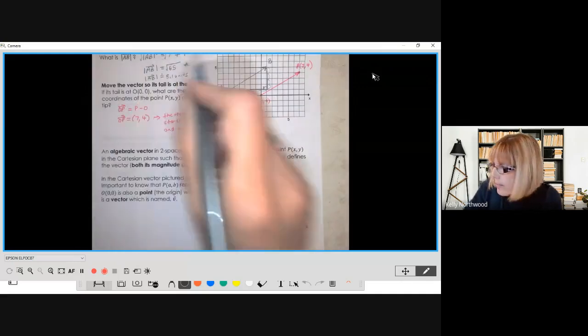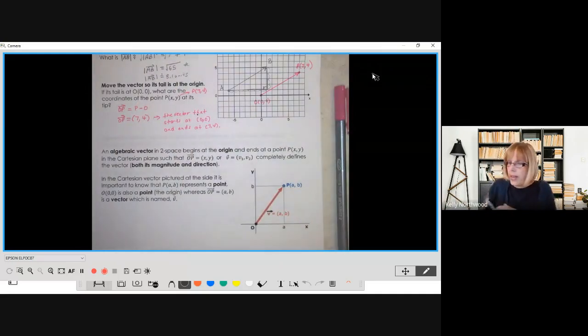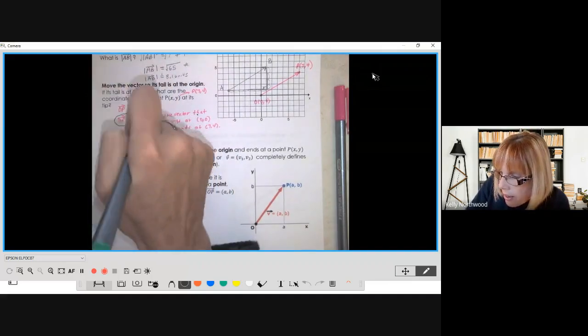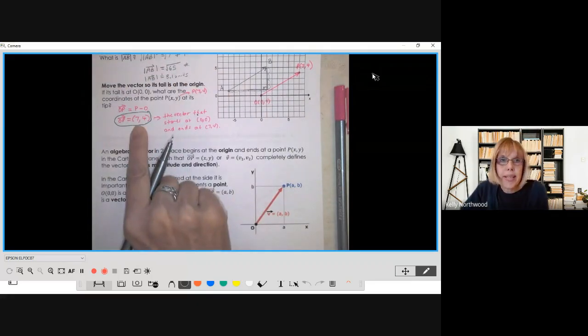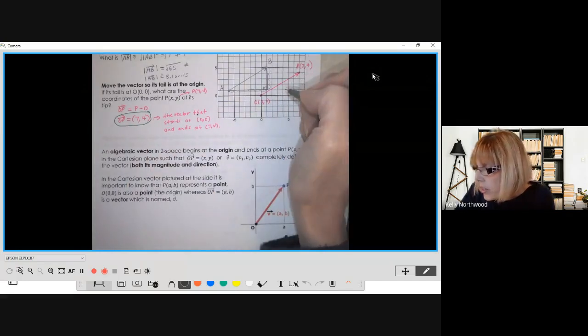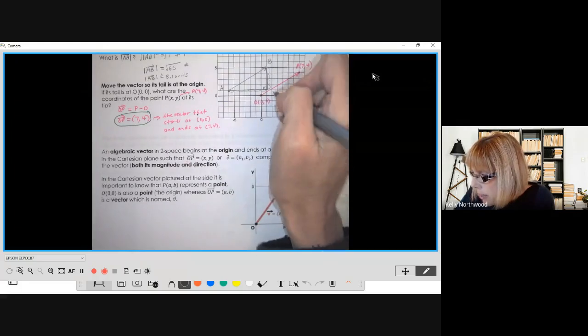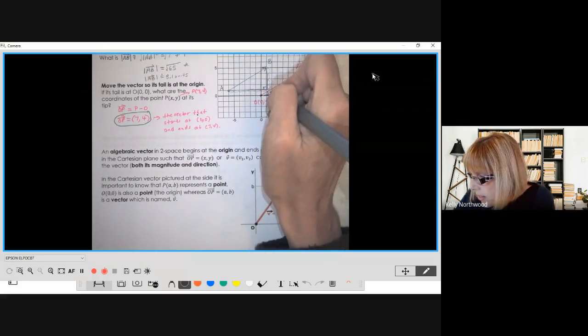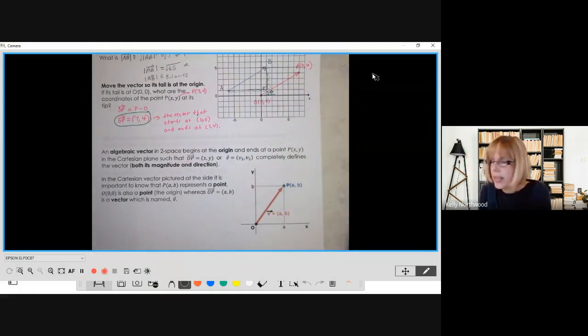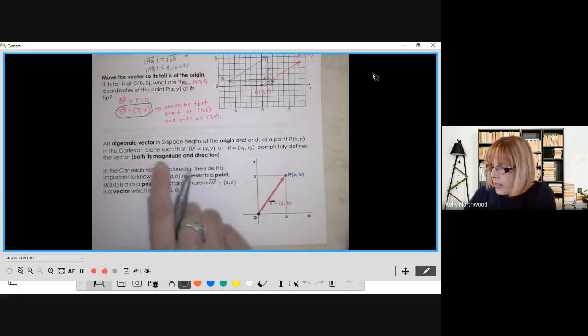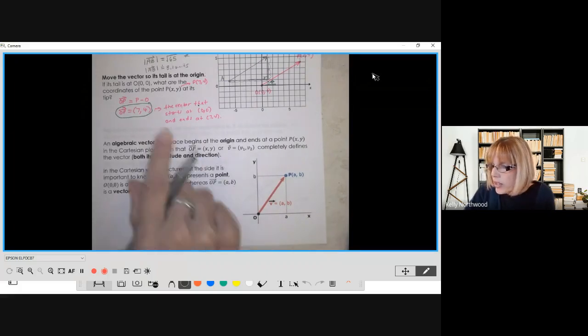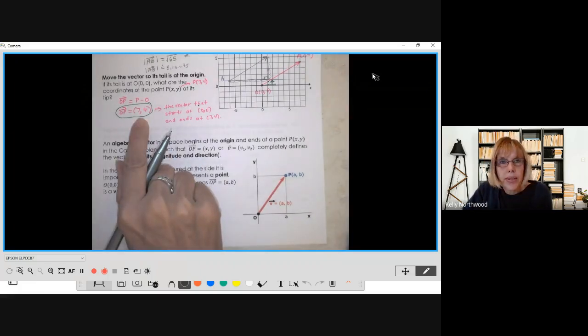So knowing this, if I know this, then I automatically know the vector starts at (0, 0) and ends at (7, 4). I have a way of finding its magnitude using the Pythagorean theorem. I also, if I wanted to, could find its direction. If I considered the direction to be the angle from the positive x-axis, I could find that as well using SOHCAHTOA trigonometry. So it completely defines the vector. I could get both its magnitude and direction just by knowing that it starts at (0, 0) and ends at (7, 4).